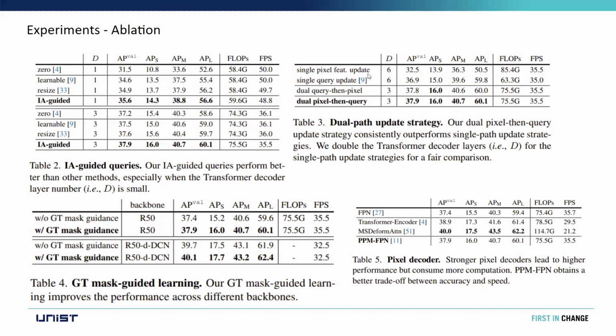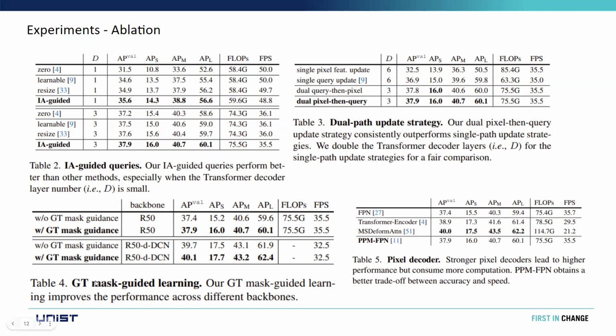And now let's go to table 3, the dual path update strategy. As I said before, they update the pixel features and the queries, and they checked whether it's the same if they update query and then pixel, and they found out that there's not much difference between these two. And they found out that if they just simply update the pixel features for 6 decoder layers and queries for 6 decoder layers, the AP score is less than this approach. So this means that the dual update strategy works the best.